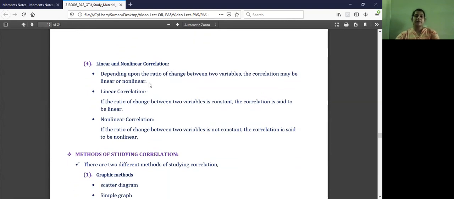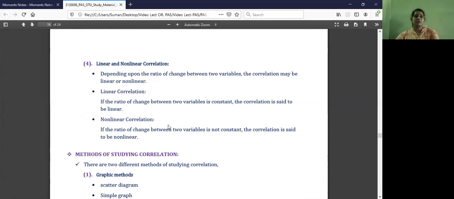And the last is linear and non-linear correlation. Depending upon the ratio of change between two variables, the correlation may be linear or non-linear. Number one is linear correlation. If the ratio of change between two variables is constant, the correlation is said to be linear.